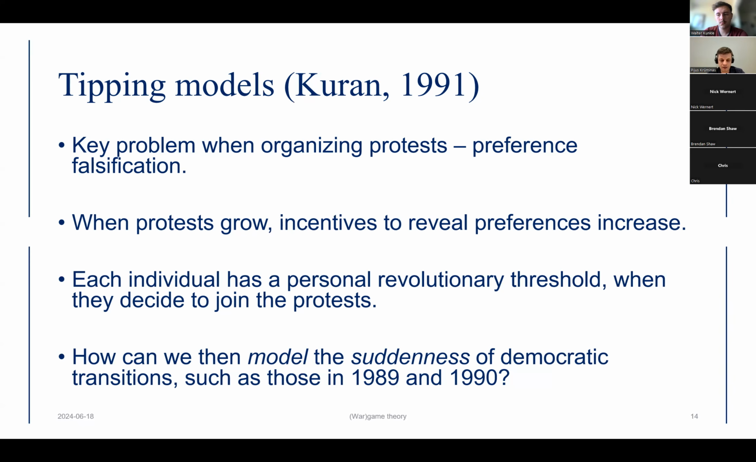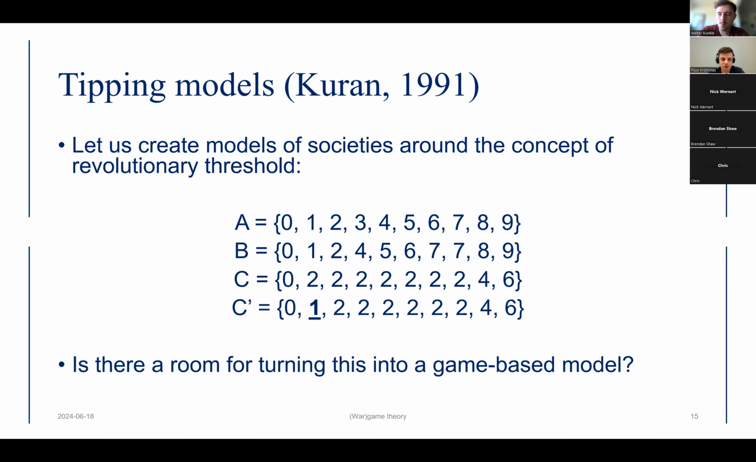For example, the transitions to democracy in 1989 and 1990 in Central and Eastern Europe were quite sudden, or at least not predicted to happen in such rapid succession. So if we formalize it a little bit, we can look at several societies, each consisting of 10 individuals. So let's say society A, society B, society C, and society C with a tiny modification.